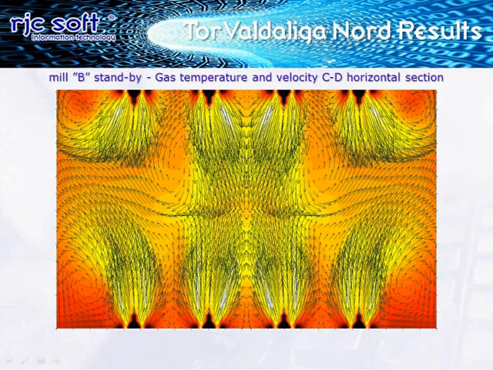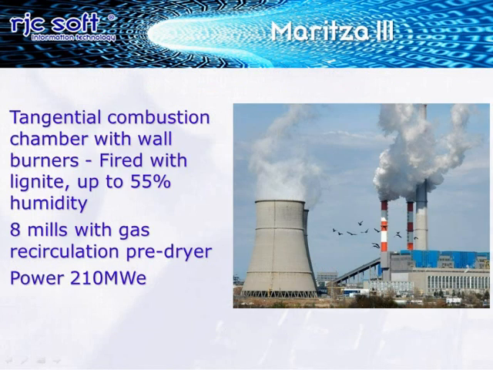We have studied the combustion chamber of the Maritza 3 power plant. This power plant is fed with lignite up to 55% of humidity. The Maritza combustion chamber has 8 burners that produce a field of motion of the tangential type. This is the typical configuration of boilers for lignite. The boiler has 8 mills with gas recirculation pre-dryer. The total electric power is 210 MW.